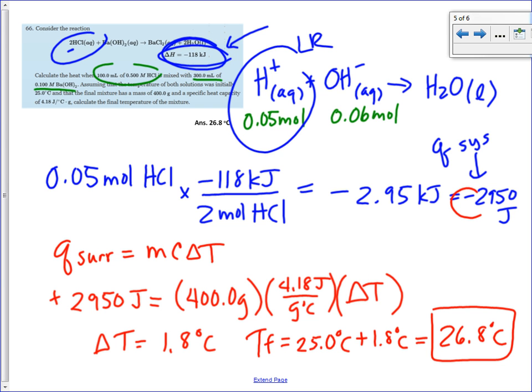Okay, well, I hope that these examples helped you to see how to work calorimetry problems. These are all constant pressure calorimetry problems or coffee cup calorimeter problems. That's the kind that you will need to know for the AP exam.